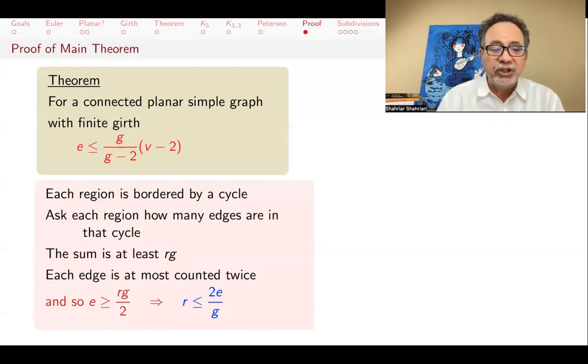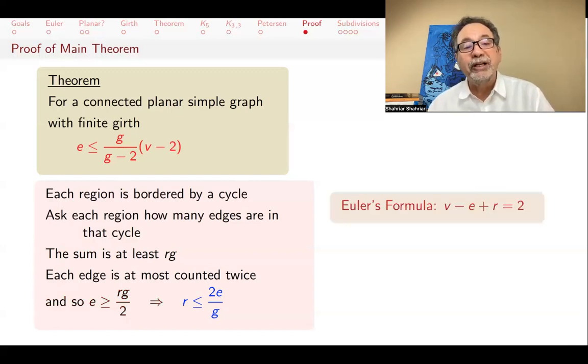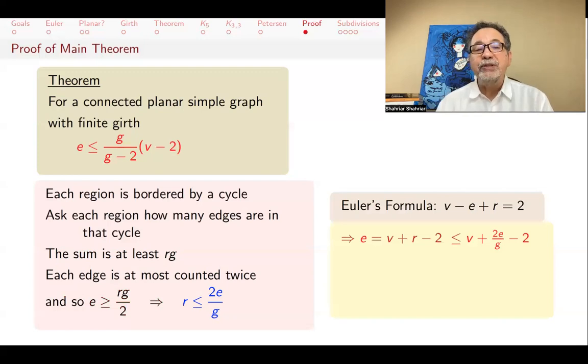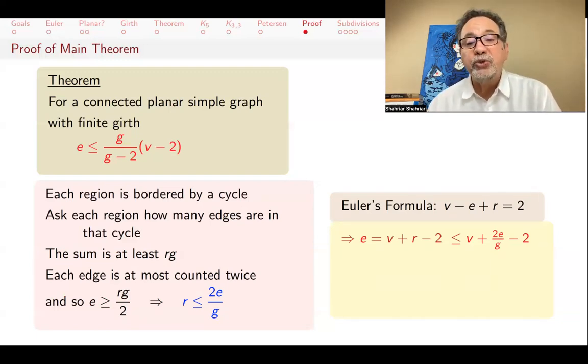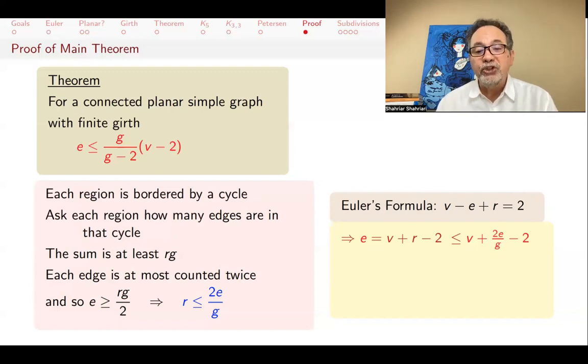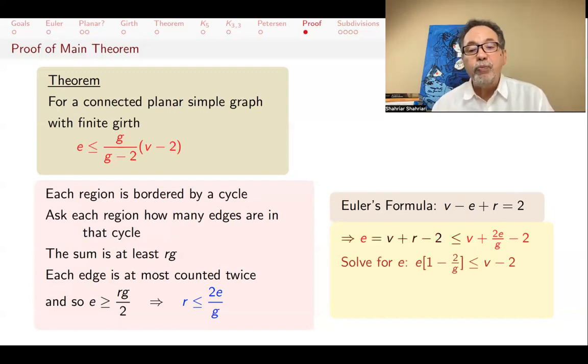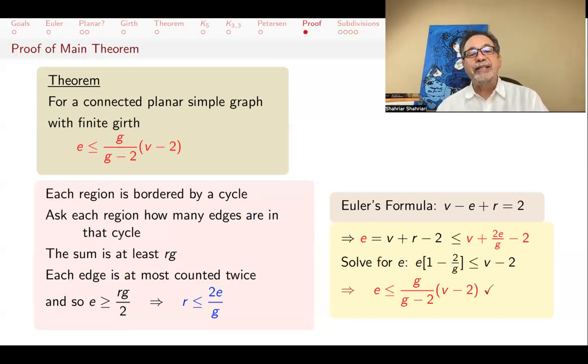And that means that the number of regions, if you solve for R, is less than or equal to 2E over G. Now we use our handy-dandy Euler's formula that says for a connected planar simple graph, the number of vertices minus the number of edges plus the number of regions is 2. This is a magical formula. We solve for E, and E is V+R minus 2. And instead of R, we can put 2E over G, but 2E over G is greater or equal to R. So we get that V+R minus 2 is less than or equal to V plus 2E over G minus 2. Then we solve for E. So if you just look at the beginning, E is less than or equal to V plus 2E over G minus 2, and you solve for E, and that gives us the answer we want, that E is less than or equal to G over G minus 2 times V minus 2.